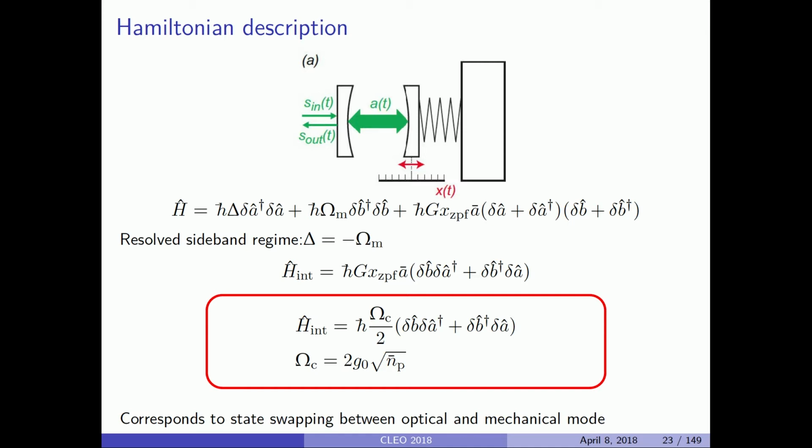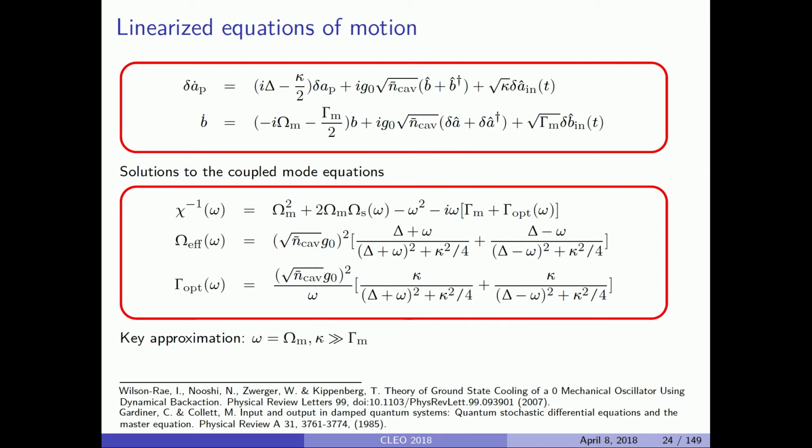Even though this is a quantum description, let me mention that it is perfectly valid also for the classical fields. If you take the average of the equation, you recover the normal classical equations of motion, and if you're interested in how noise is transduced through a system, you would also use this as a starting point. So these are the equations of motion for the optics and the mechanics. Again, I've written them not in terms of A and X, but rather in terms of delta A and B, where B is the mechanical oscillator. You get coupled mode equations, and these you can solve.